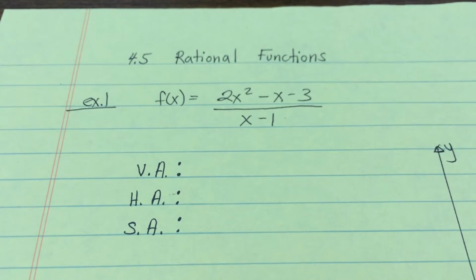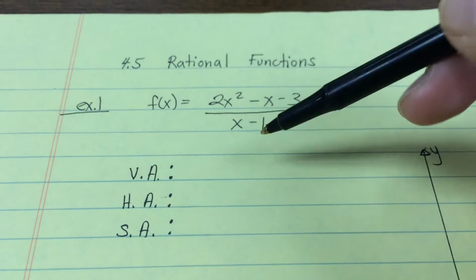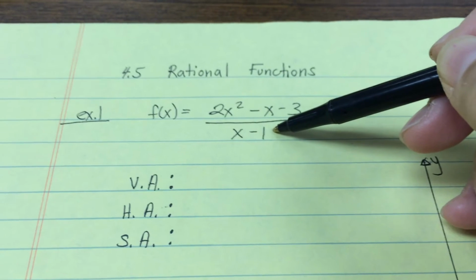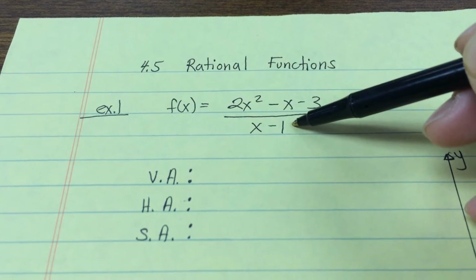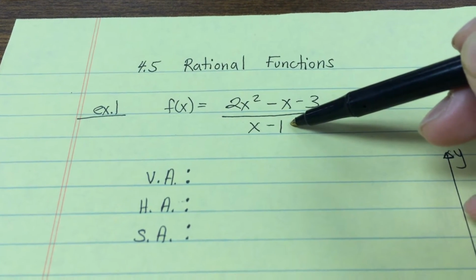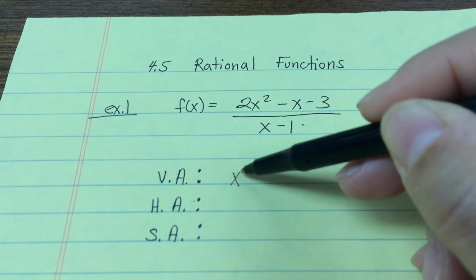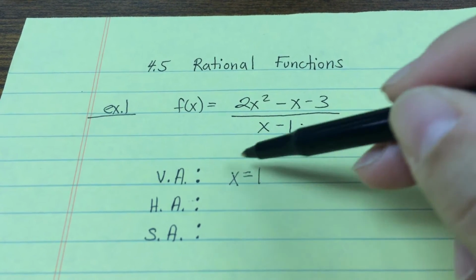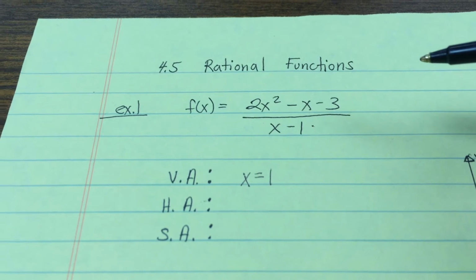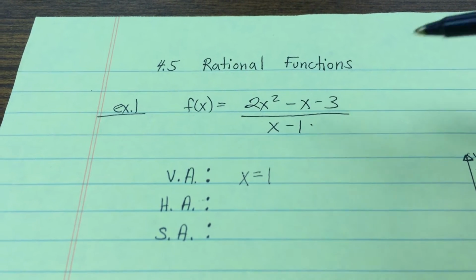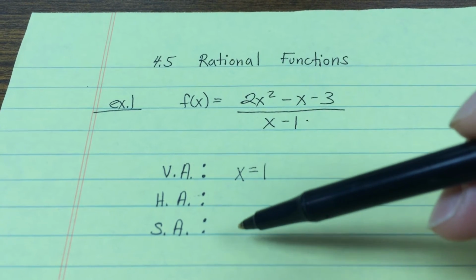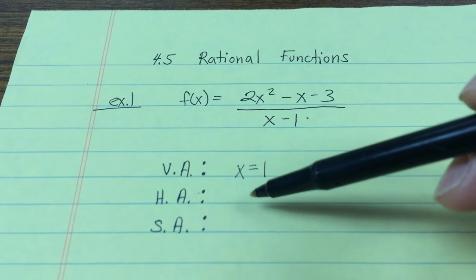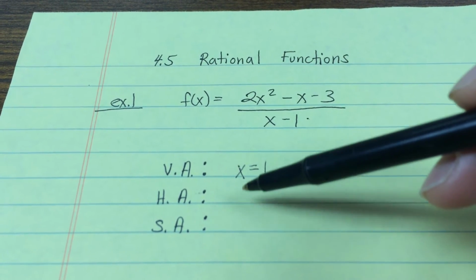The vertical asymptote is found from the denominator. If we set the denominator equal to 0, it's x minus 1 equals 0, so x is equal to positive 1. Remember, we also want an equation when we get to this part, because when we graph out the asymptote, it's going to become an equation. Between the HA and the SA, you're only going to have one of those. You can't have both.